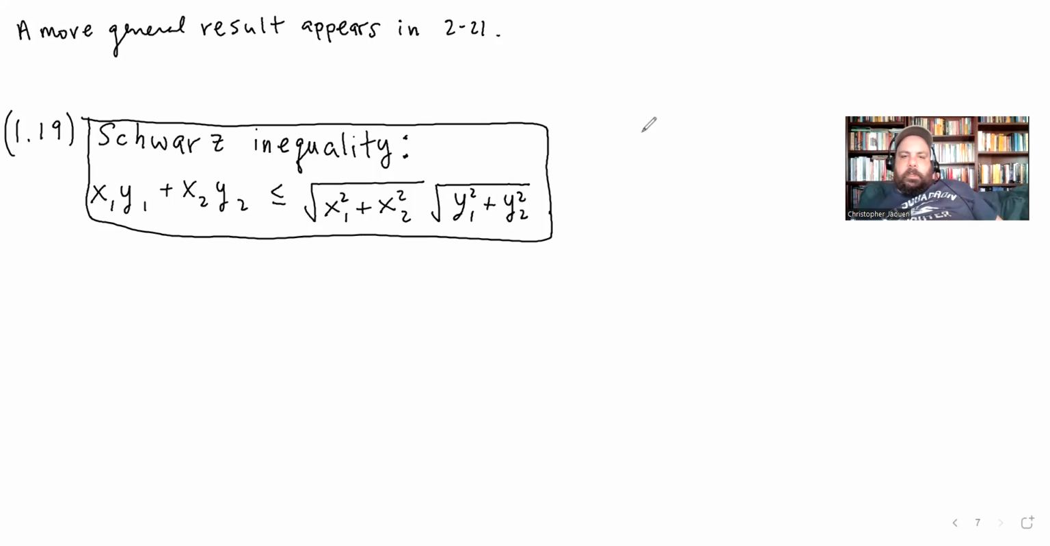So the important fact is that these next three proofs of the Schwarz inequality that we're going to go through rely on the fact that a squared is greater than or equal to 0 for all a.